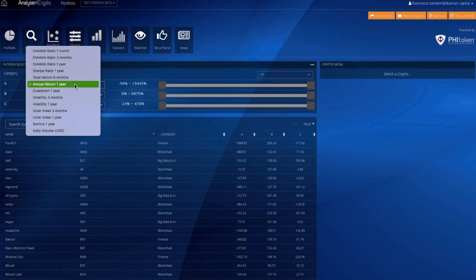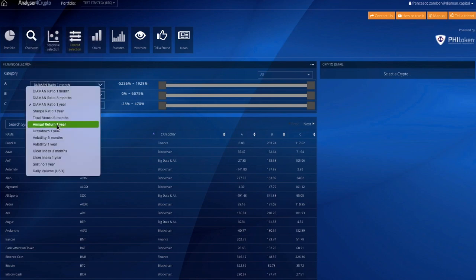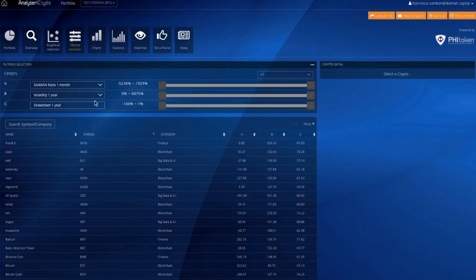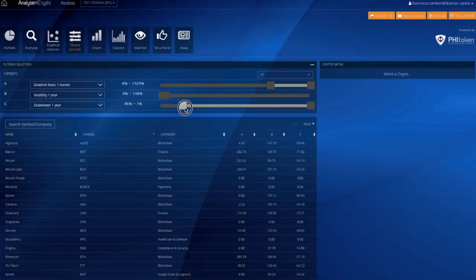filter. For example, you can select the Diamond ratio, which is a 1-month trend indicator, volatility and drawdown, which is the maximum loss in the past, leaving only the cryptos that currently have a positive trend, the volatility not higher than 150%, and those that have had a maximum drawdown of no more than 69%.